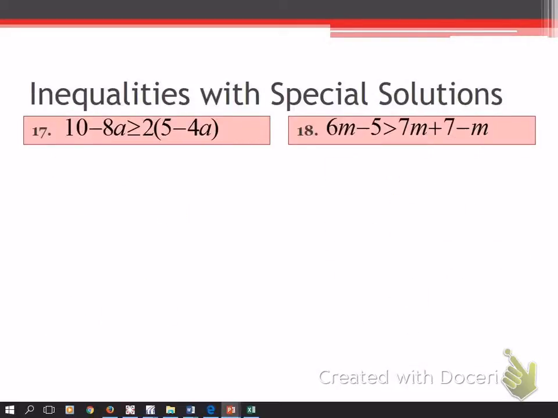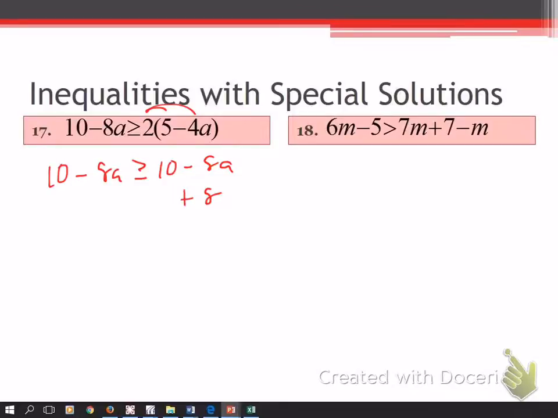All right. Now, some special solutions. Watch what happens with number 17. We distribute the 2 here. So 10 minus 8a is greater than or equal to 10 minus 8a. Hey, wait a minute. 10 minus 8a is greater than or equal to 10 minus 8a. Huh.